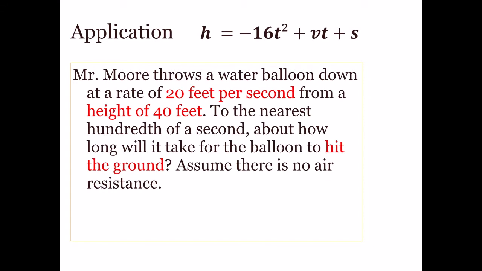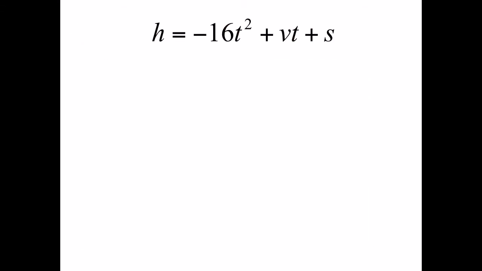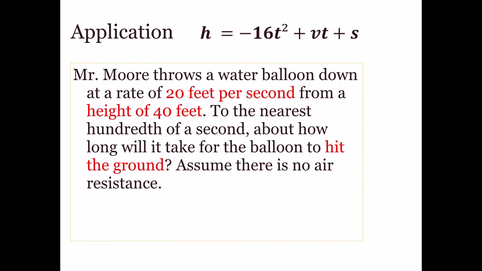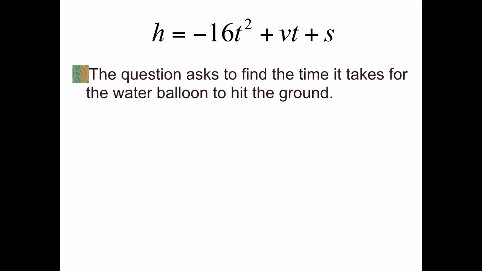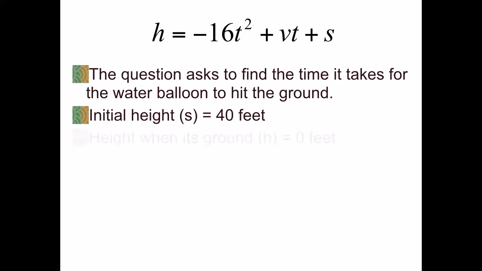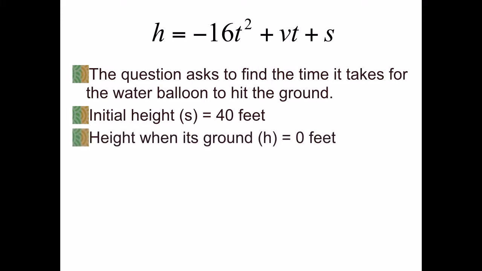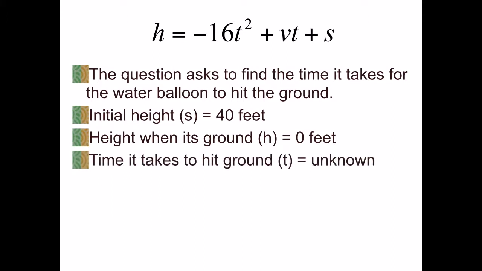All right, so we bring back in our equation here. Now that's the equation that I gave you over here. If we go back one slide, there we go. And now on this one, the actual question asks us to find the time it takes for the water balloon to hit the ground. Well, the initial height on this one is 40 feet, so that's our S value. We'll plug that in for S. The ending height, which is the ground, is 0. That's our H. The only thing that we added here is this V of t, okay? The time it takes to hit the ground, that's our unknown. That's what we're trying to find.